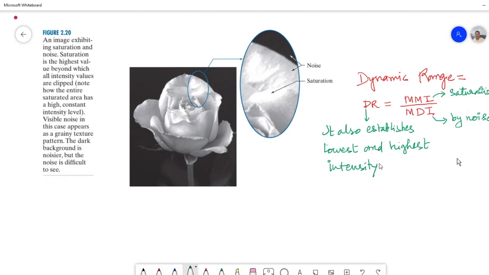So what is saturation? Now see, this is the saturation. Saturation is the highest value, beyond which all intensity values are clipped. Suppose we have a matrix of 256 by 256, and you have some values, suppose 1 to 255.